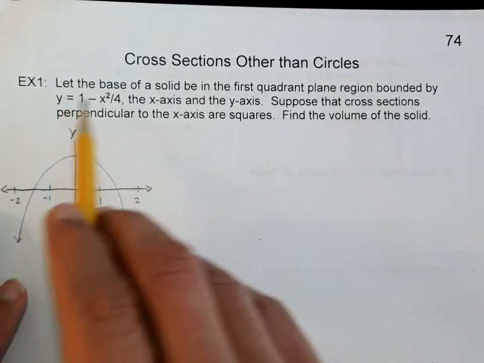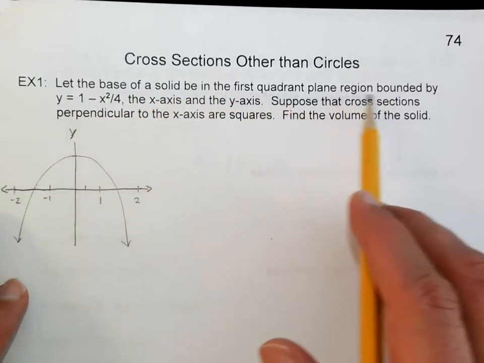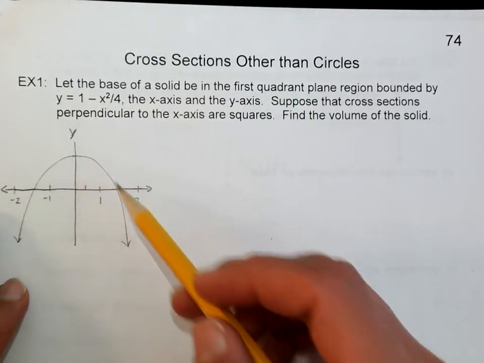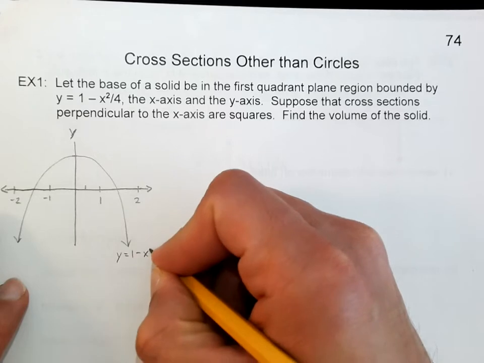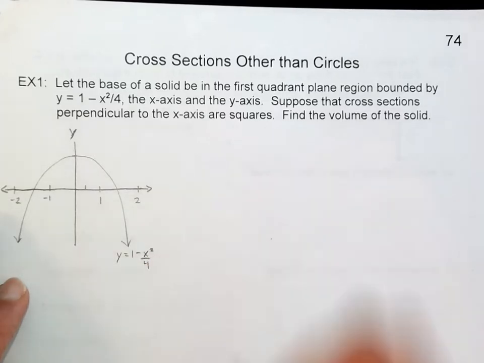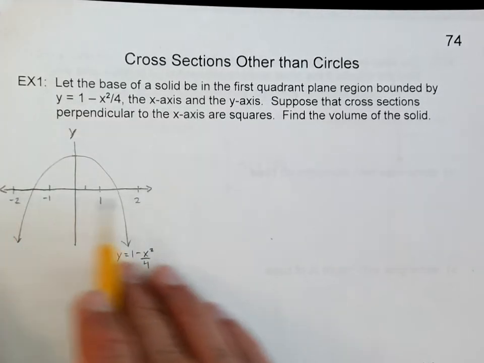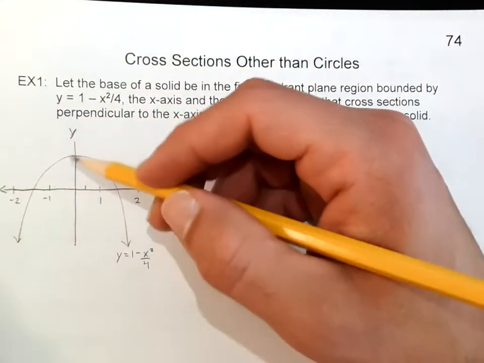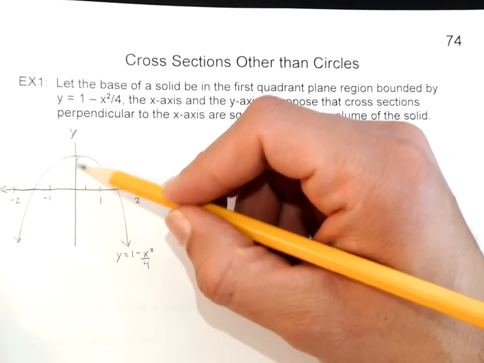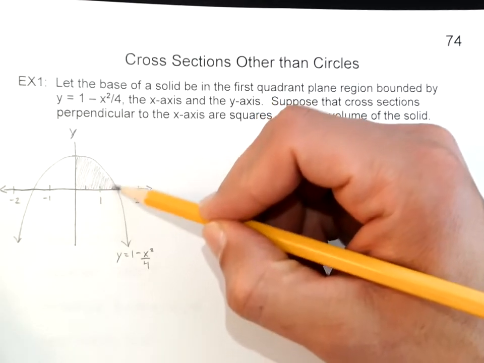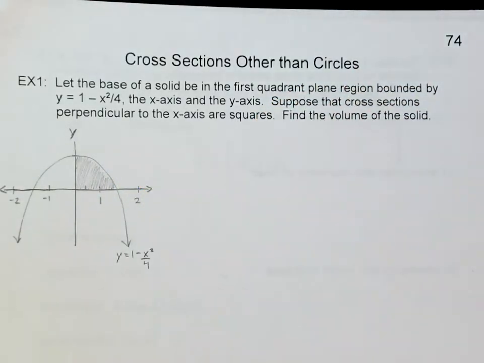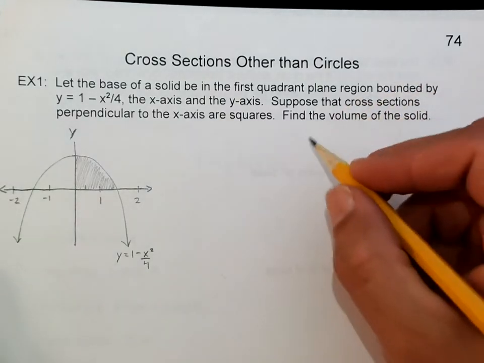Alright, so it says let the base of a solid be the first quadrant plane region bounded by this function right here. That would be the y is equal to 1 minus x squared over 4 function, the x-axis, which is this, and the y-axis. So that bounded region, just like the last section, would be located right here in this first quadrant. Okay, so that's what we're looking at. So suppose the cross sections are perpendicular to the x-axis and they're squares, and they want us to find the volume of the solid.